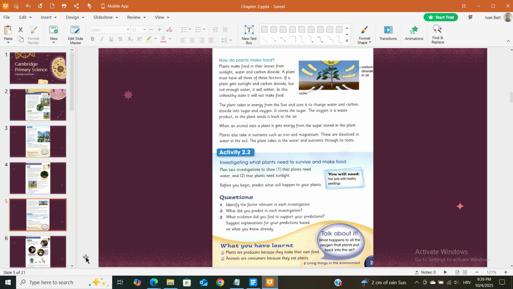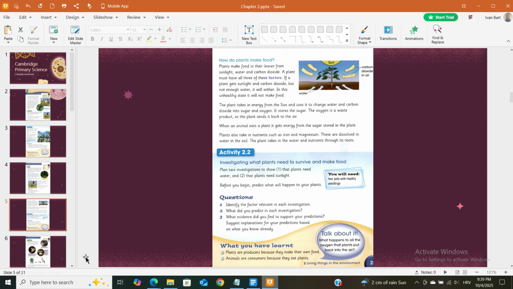Water. Sun. The plant takes in energy from the sun and uses it to change water and carbon dioxide into sugar and oxygen. It stores the sugar. The oxygen is a waste product, so the plant sends it back to the air. When an animal eats a plant, it gets energy from the sugar stored in the plant. Plants also take in nutrients such as iron and magnesium. These are dissolved in water in the soil. The plant takes in the water and nutrients through its roots.